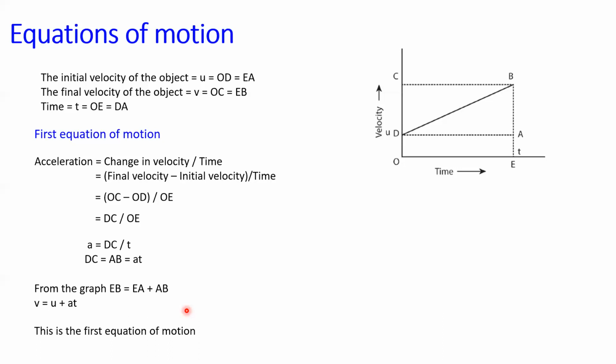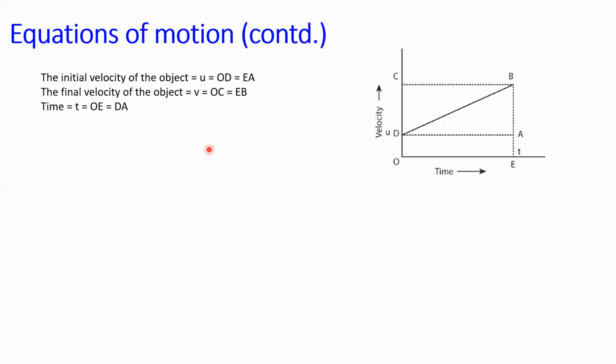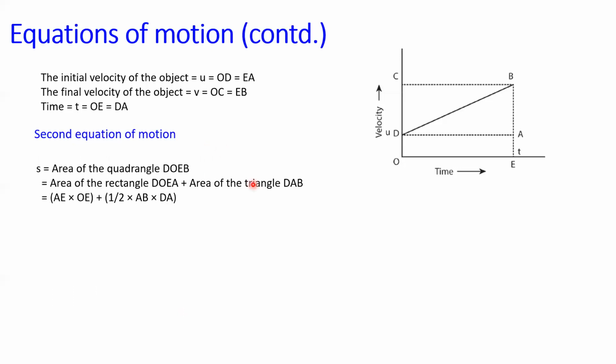Now we'll calculate the second equation of motion. In that we are going to calculate the distance. So let us calculate the distance. The distance covered by an object during the time t is the area of the quadrangle ADOEB.